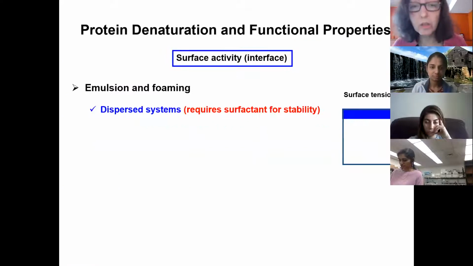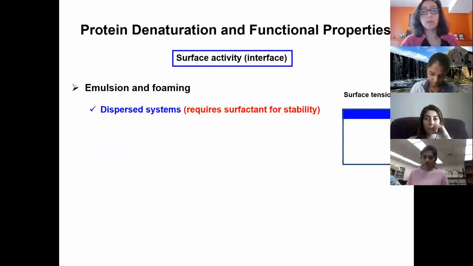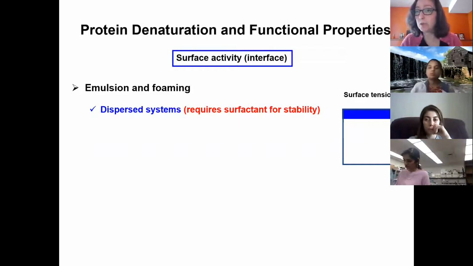All right, so we'll continue on with functionality, and then I'm going to move on to surface activity or interface type of functionality, which is mostly emulsion and foam. So basically, when you have an emulsion, or when you have oil and water, you have high surface tension, so there will be separation. And same with air and aqueous, you will have high surface tension and there will be no interaction.